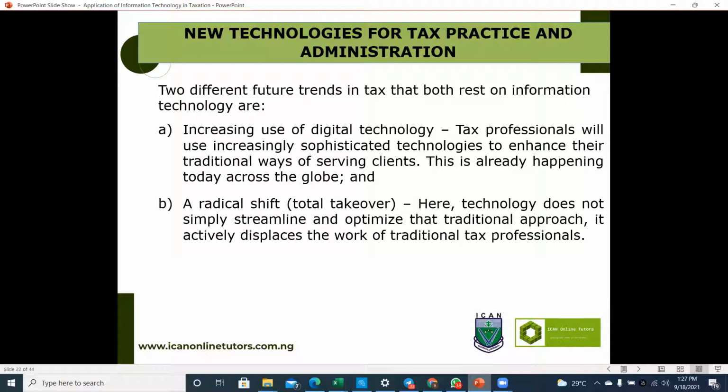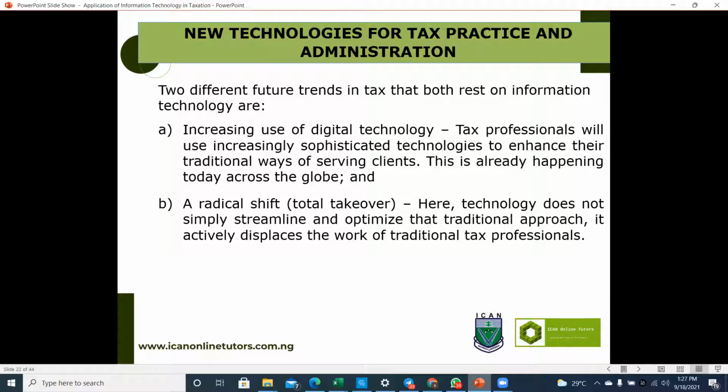Okay, so it depends on the location. But if you have sent your request via mail, within 30 minutes, if the information is readily available in the client's inbox or in the client's folder, within the twinkle of an eye, you get them. Okay, so that's one. The radical shift that is total takeover.